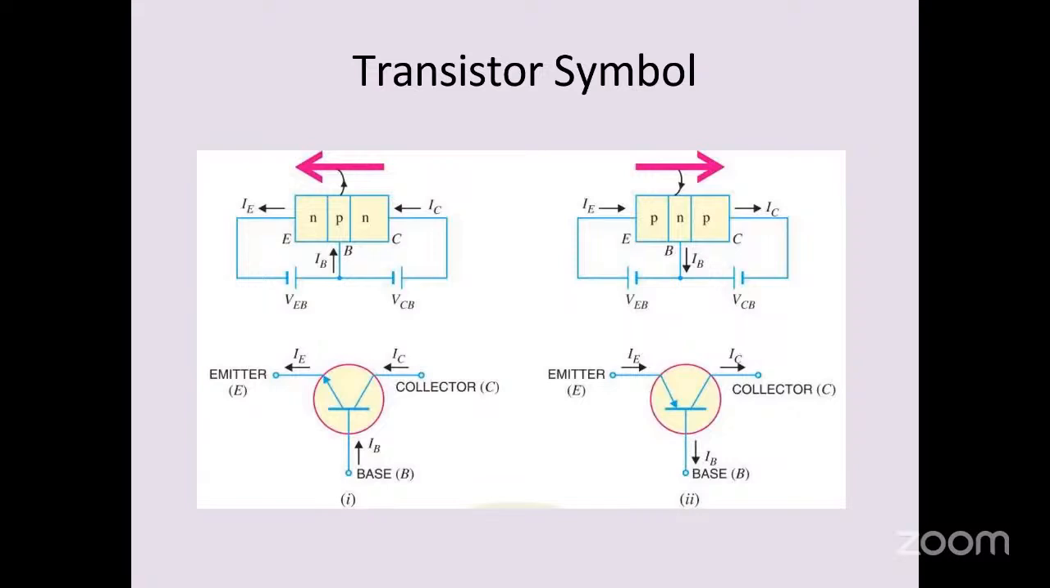That means here common base configuration. Base is common for input as well as output. Then the type of configuration is called common base. Configurations are of three types: common emitter, common base, and common collector. If the base is common for input as well as output, it is common base. If the collector is common for input and output, common collector. If the emitter is common for input and output, common emitter.